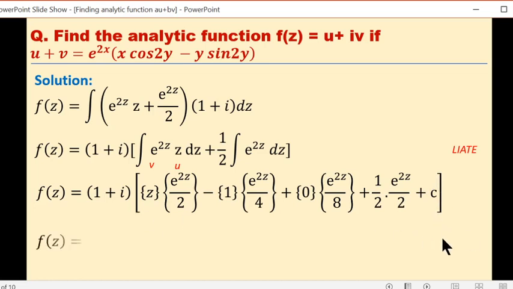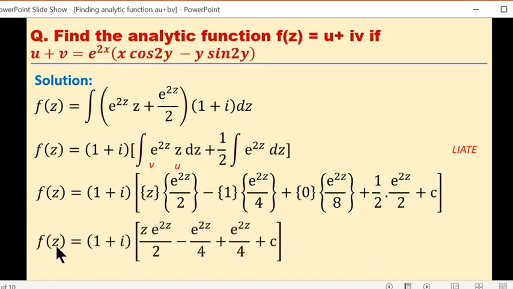Alright, now let's simplify this and write it properly. So we get f of z equal to 1 plus i into z e raised to 2z upon 2 minus e raised to 2z upon 4, this becomes 0, plus e raised to 2z upon 4 plus c. What simplification is possible here? Cancel. Excellent, Amit, Disha, Amol.